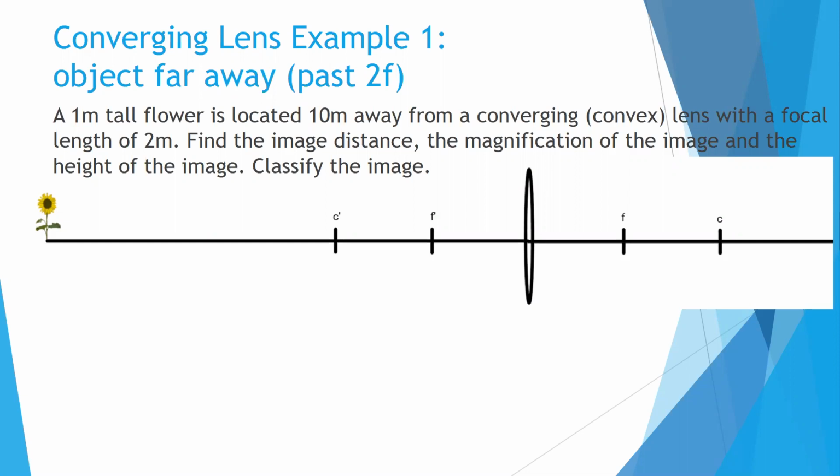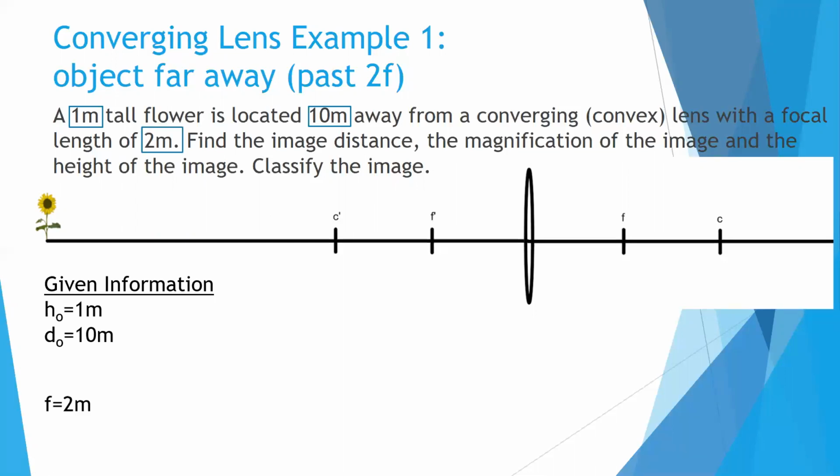We've got our sunflower all the way on the left, 10 meters from our lens in the middle. The focal point is on the right because it's a converging lens. Then we've got our center of curvature at twice that distance. So start out with our givens. 1 meter, that's the height of the object because it says 1 meter tall flower. The flower is the object, so its height, HO, is 1 meter. 10 meters is the object's distance because that's how far away it is from the lens. Remember, we always measure our distances from the lens. So DO is 10 meters. And then our focal length, F, is 2 meters.